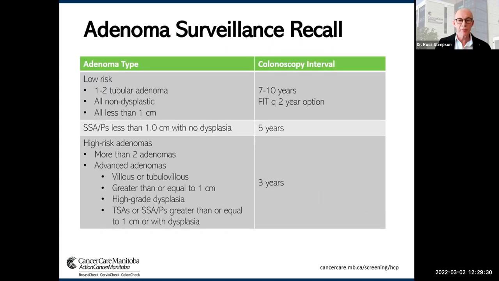So looking at our program then, these are basically the three categories of individuals that we will have after surveillance, when we get the results back from colonoscopy after a positive FOBT or FIT. Our low risk category does include those 1 to 2 adenomas, all non-dysplastic, all less than a centimeter. FIT will be an option for these individuals. For sessile serrated adenomas or polyps less than a centimeter, recall will be 5 years. And for our high risk adenomas, including advanced adenomas or individuals with more than 2 adenomas, the recall will be 3 years. Next slide, please.